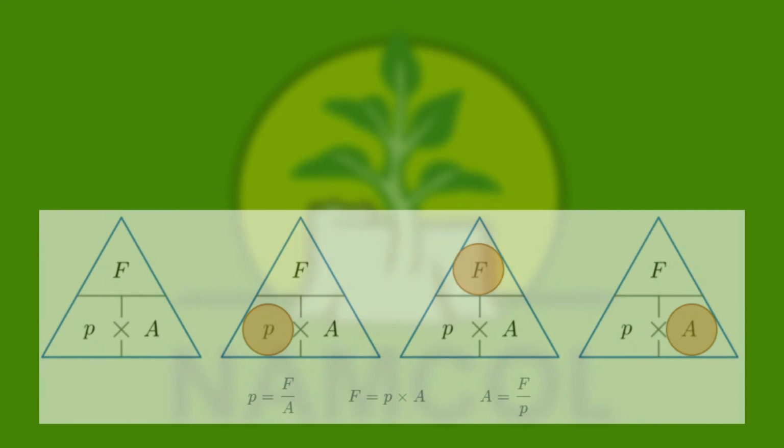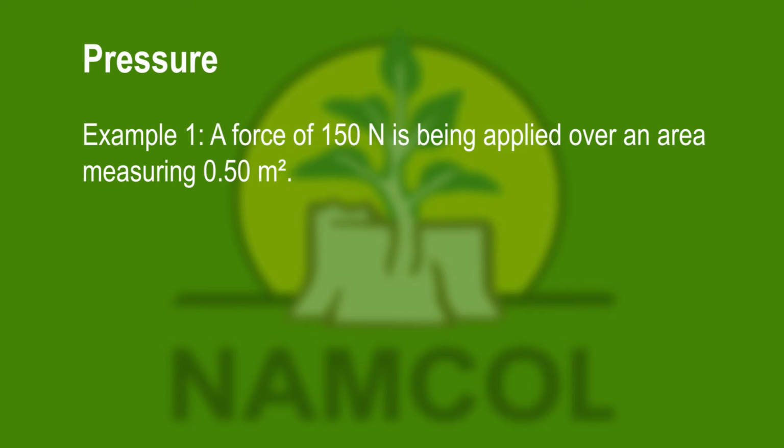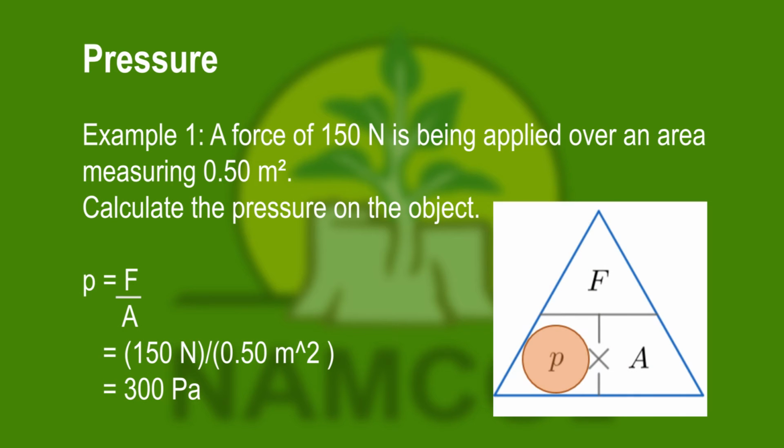Let's do an example. A force of 150 Newton is being applied over an area measuring 0.50 square meters. Calculate the pressure on the object. We're looking for pressure, so constructing the triangle and covering up the P, we must divide the force by the area. So P is equal to F divided by A, which gives us 150 Newton divided by 0.50 square meters, and that is equal to 300 Pascal.